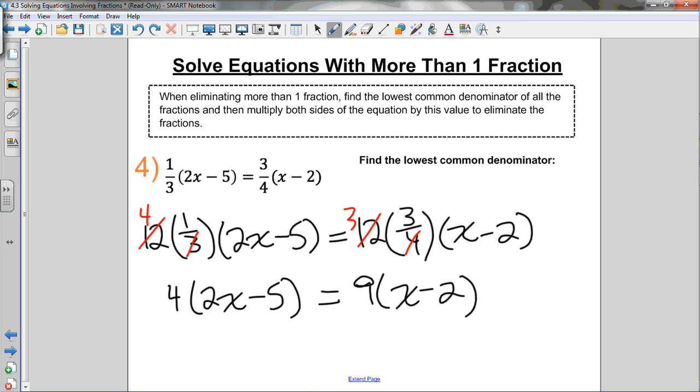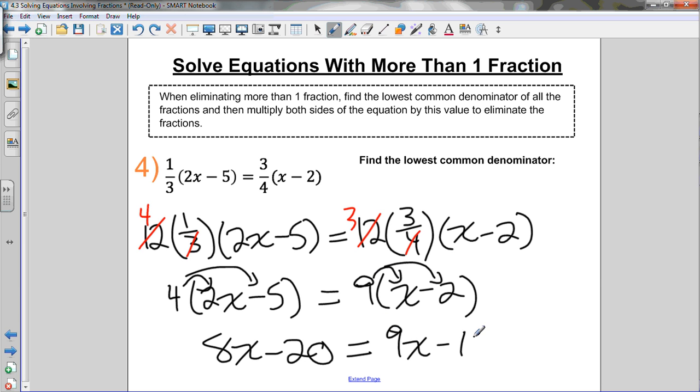Now we can get rid of our brackets because the number in front of the brackets is no longer a fraction. So let's distribute the 4 to the 2x and the negative 5. And I get 8x minus 20 equals, on this side, distribute the 9 to the x and the negative 2.